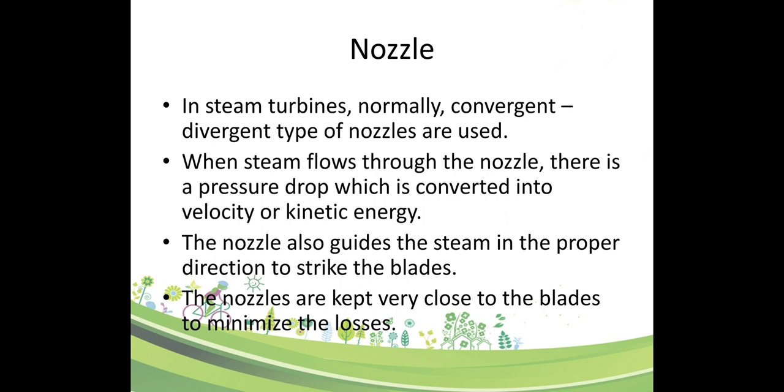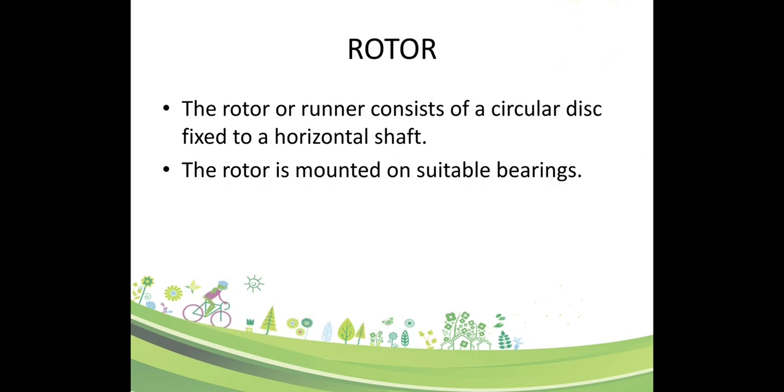Nozzle. In a steam turbine, normally a convergent or divergent type nozzle is used. Both nozzles we can use. When the steam flows through the nozzle, there is a pressure drop. The pressure drop is converted to velocity or kinetic energy. The nozzle also guides the steam in the proper direction to strike the blade. Otherwise, we can lose the kinetic energy in the steam. The nozzle is also kept very close, which makes it possible to reduce the losses.